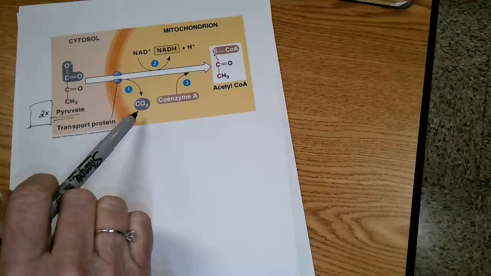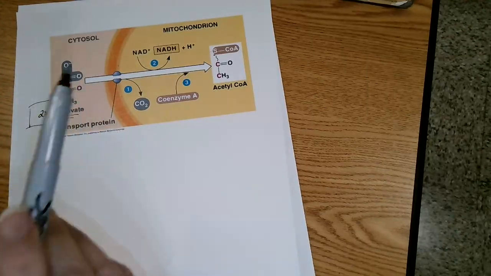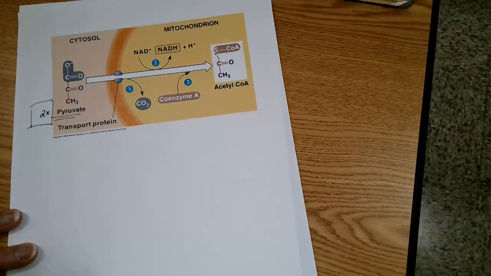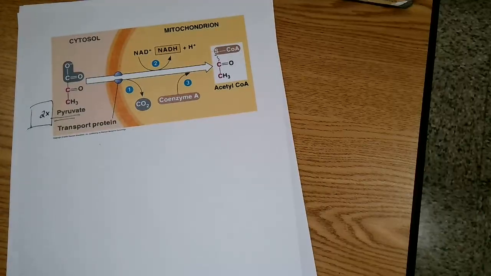Yes, we got 1 for the first pyruvate, 1 for the second. So we also got 2 times the carbon dioxide out of here. And that's that second step.